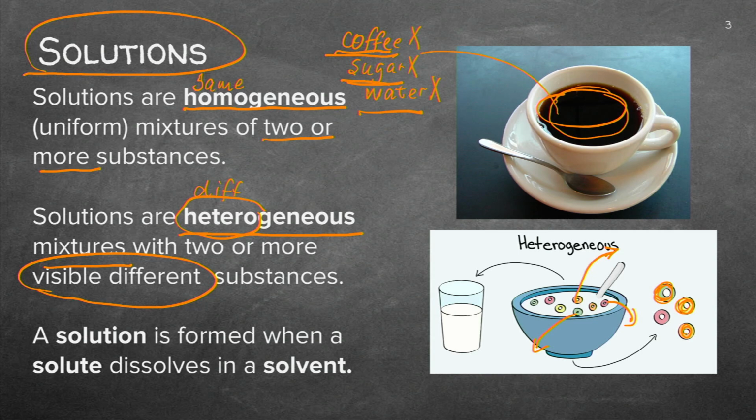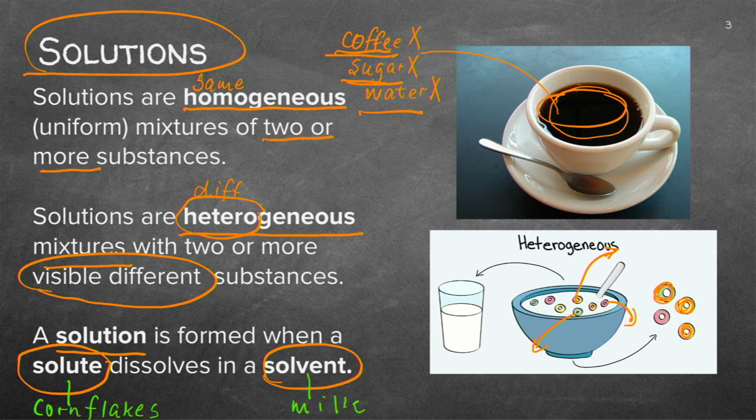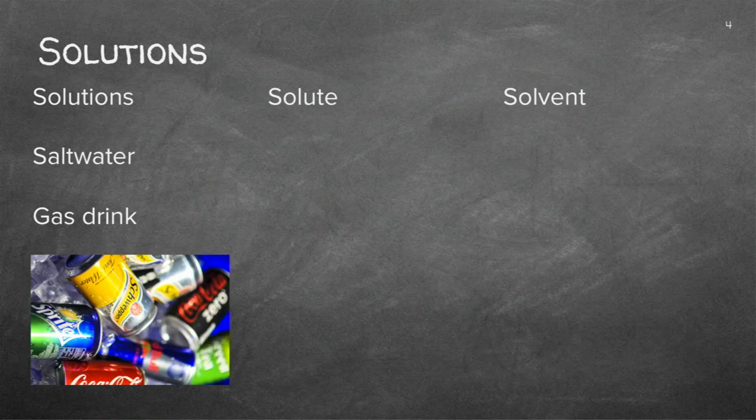A solution, now that's another word. A solution is formed when I've got a solute dissolving in a solvent. Now you've got to know these two terms. The solute was the cornflakes. So that's what I threw into the solvent, which was the milk. So can you see I've got words, I've got a solution, and I've got a solvent and a solute. So let's see if you can identify the solute and the solvent.